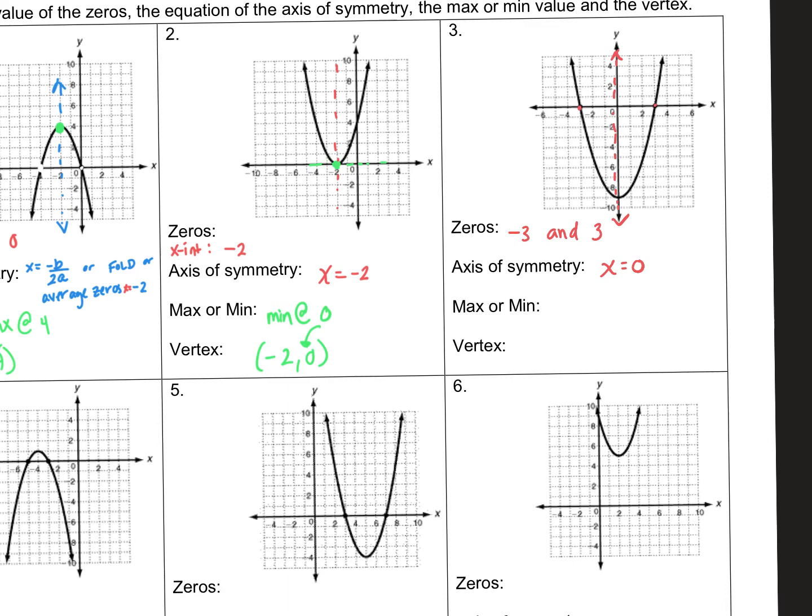Okay, for the max or min, it's going to be that bottom point. So that means that it's a minimum. And then again, the height is at -9. It looks like it's just at 9, but remember all these numbers below 0 are negative. So -9. And the vertex is at 0, -9. The max and min will come from that xy coordinate.